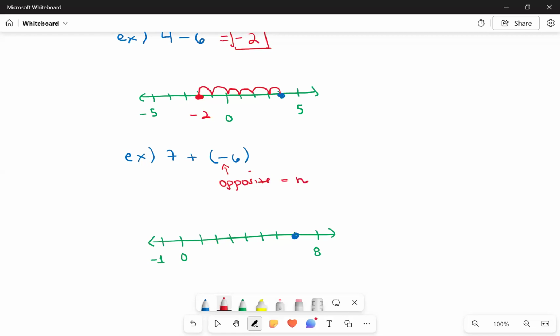So negatives make us move the opposite way. When I do 7 plus -6, normally I do 7 plus, and I'm like, oh, cool, I'm going to move to the right. But no, the negative makes me instead move to the left. 1, 2, 3, 4, 5, 6. And that lands me at +1.